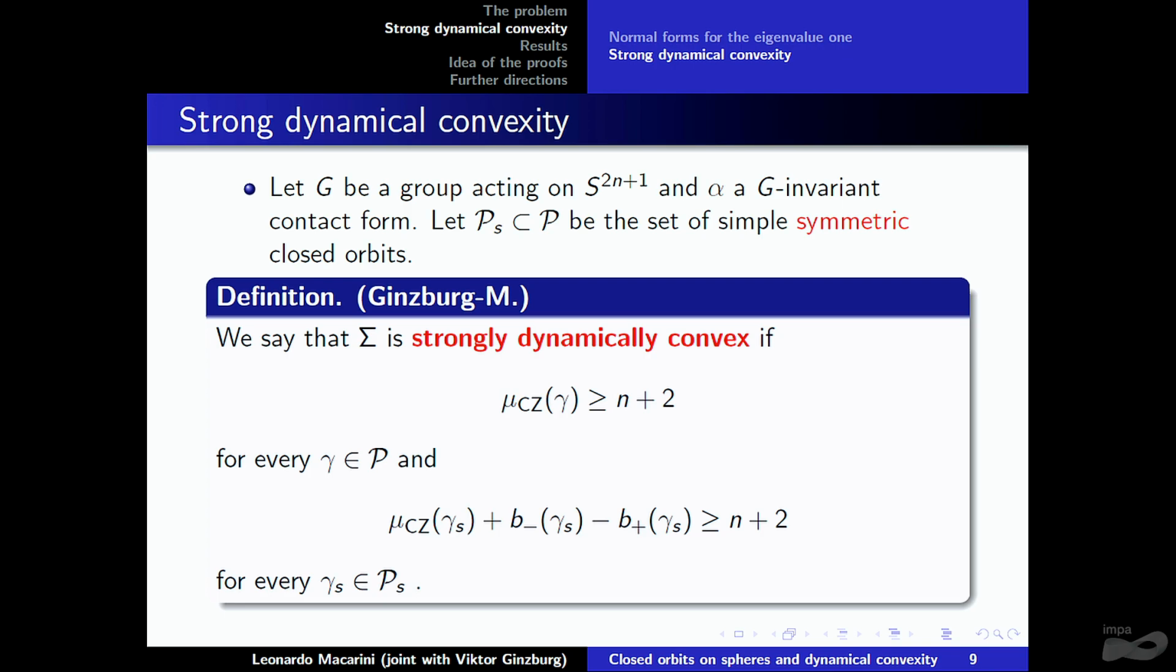Any question about this definition? This is really important. So strong dynamical convexity means dynamical convexity plus an extra condition on the symmetric orbits, namely that the index plus that term is at least n plus 2. Yes?